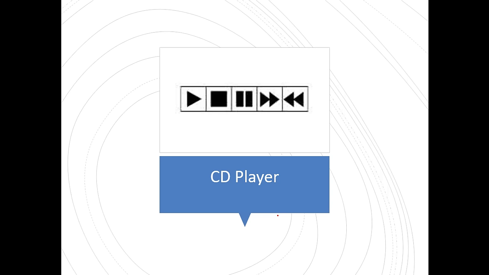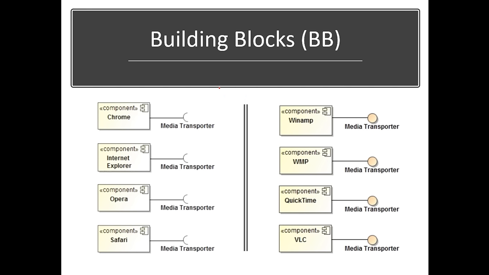Now in this slide, can you recognize this? What is this? Most of you must have seen this in a CD player, right? Whenever you are running a CD player, you must have seen this particular interface which we are using. Now, how does the interface look? The interface will look like this. These are the components, and this is the symbol of an interface. Okay. Now, WinAmp, WMP, QuickTime, or VLC. VLC is still in proper use. So this particular CD player is exposing an interface which will be consumed by Chrome, Internet Explorer, Opera, Safari, anything.